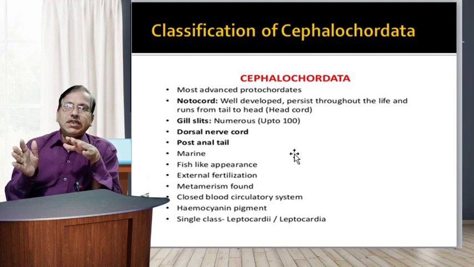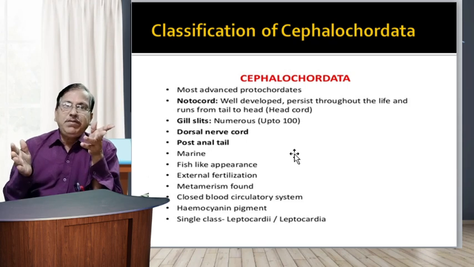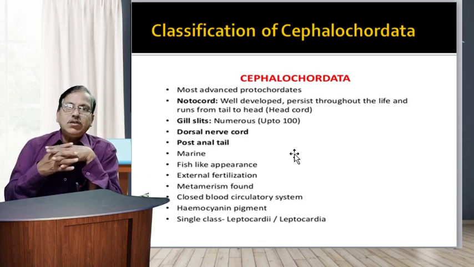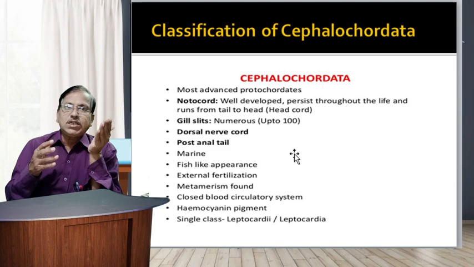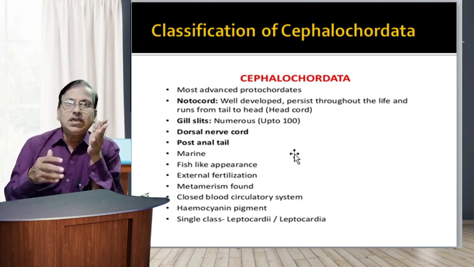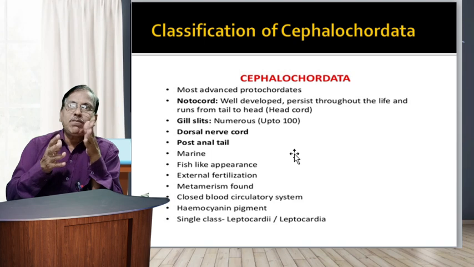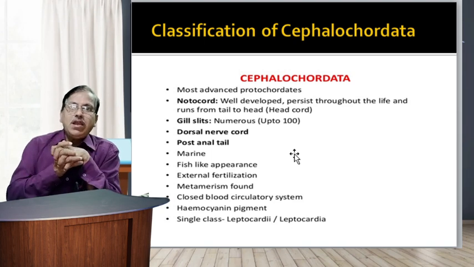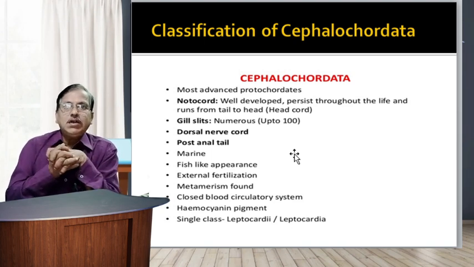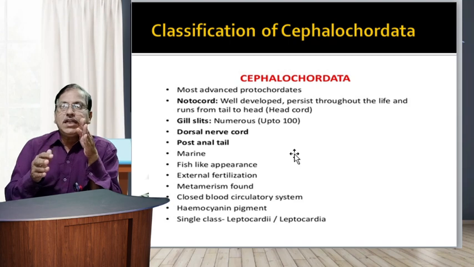They have a fish-like appearance, external fertilization, and metamorphosis. The blood circulatory system is closed, and hemocyanin is the respiratory pigment present in the blood. The single class is Leptocardia, and the most important example is Amphioxus, which is also called Branchiostoma. These are the animals mainly included in this group.